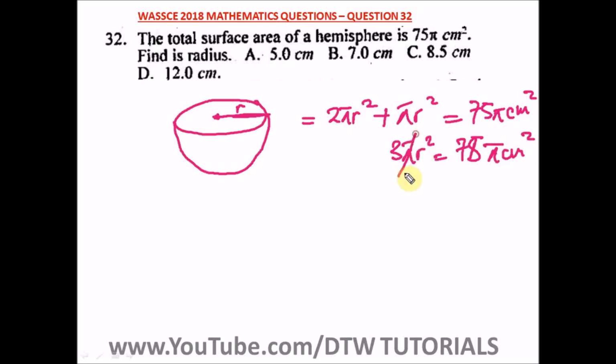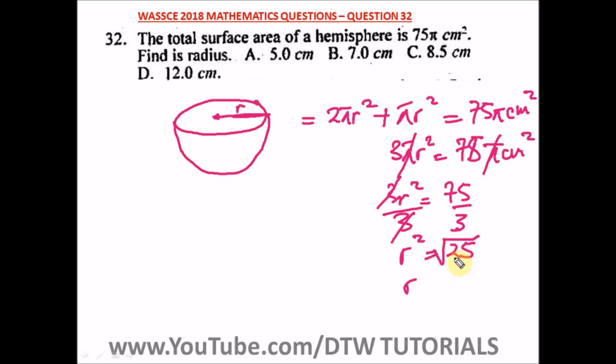So from here pi can cancel out pi. We're left with 3r square equal to 75. We can divide both sides by 3. In dividing both sides by 3, we have r square. 3 in 75 will go how many times? It's going to go 25 times. From here we can find r as the square root of 25. What's the square root of 25? We have 5. So r is equal to 5 centimeters. And our right option here is option A.